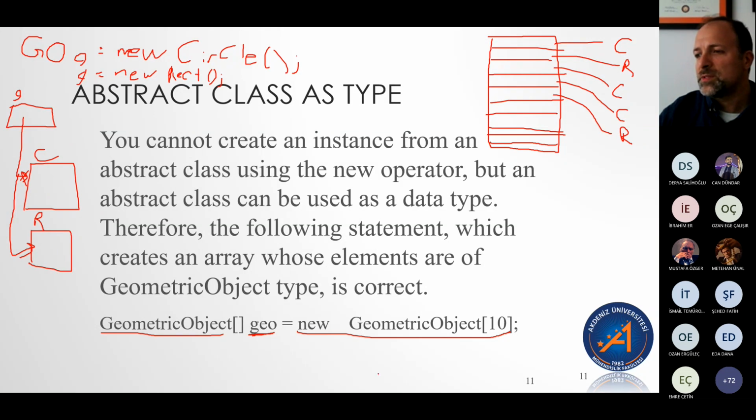And that's what we can do with something like this. Even though geometric object is abstract, we can still create an array of that type, even though we cannot create an individual object of that type. Because really what we're creating is not an array of geometric objects, we're creating an array of reference variables, where each reference variable points to something of that type, a child of that type.